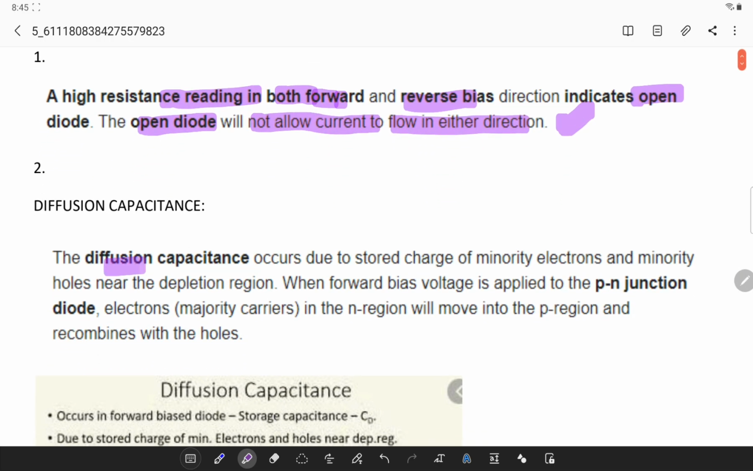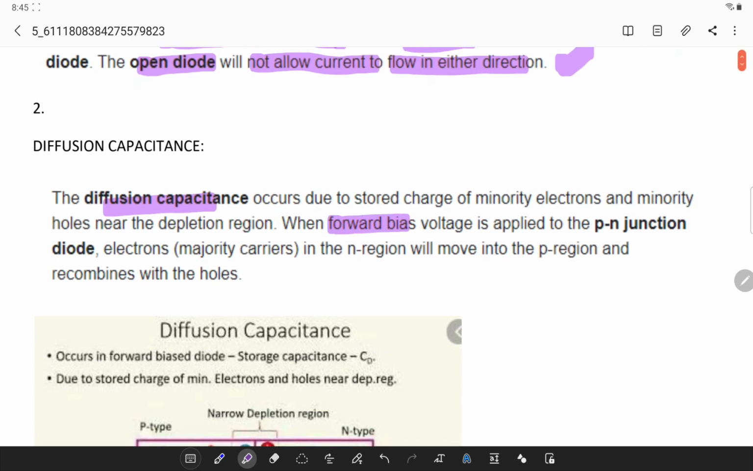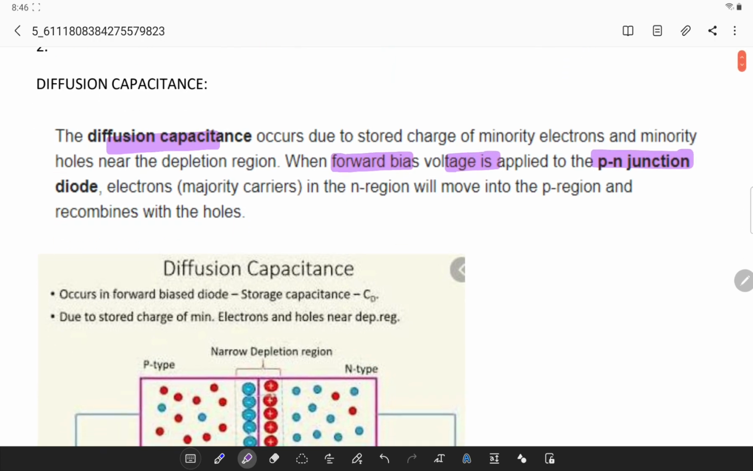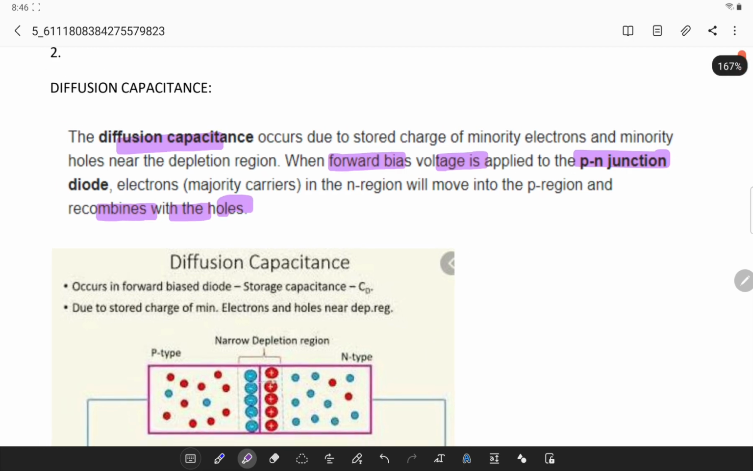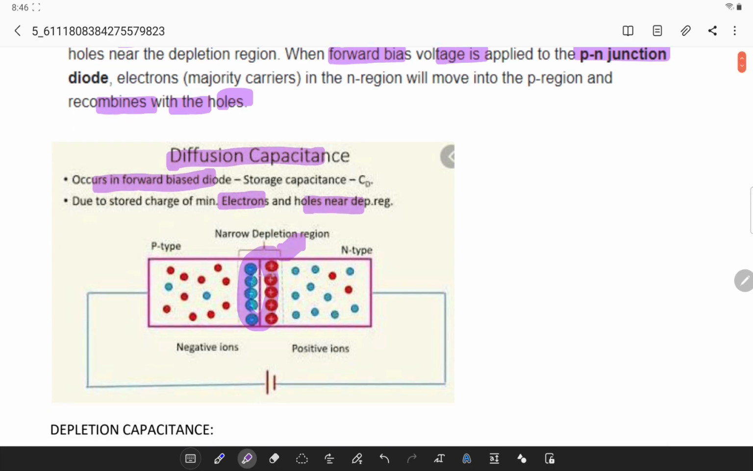Diffusion capacitance occurs mainly during forward bias, when you apply a voltage to the PN junction, P to the P and N to the N, and you have the concept of recombination of electrons and holes. So simply, diffusion capacitance is when the diode is forward biased, and because of the electrons and holes recombination, you will be having this particular type of diffusion capacitance.